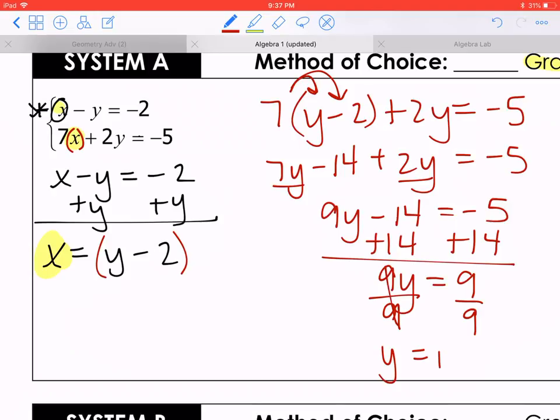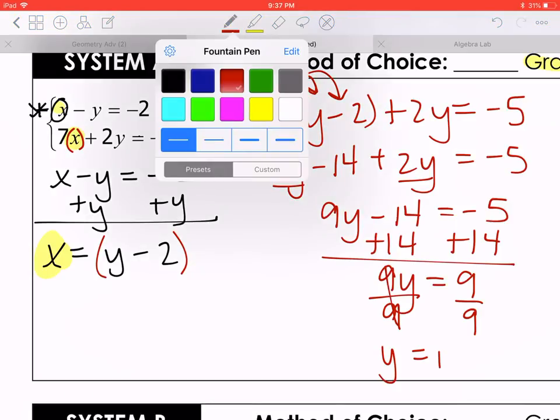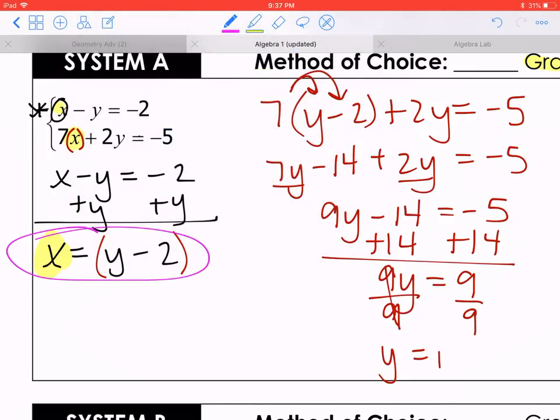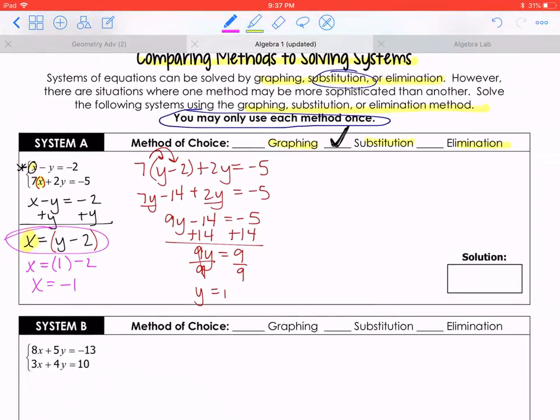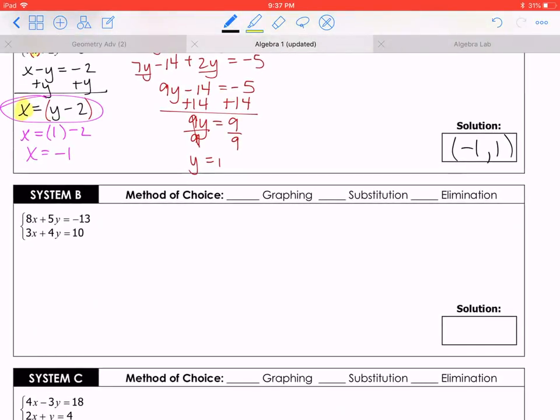Now that y equals 1, I'm just going to plug that into an equation. I'm just going to use this one right here, so it's already solved for x. So x equals 1, plugged in for y, minus 2, so x equals negative 1. So then our solution over here in this box is going to be negative 1, comma 1. Okay? Alright, so let's move on to system B.